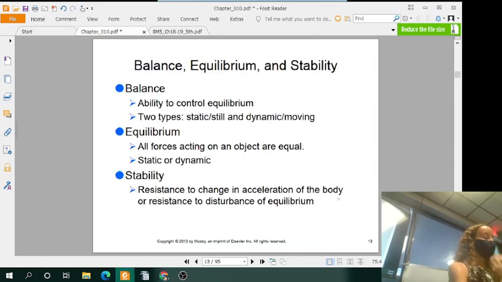Balance is the ability to control our equilibrium. And equilibrium is when all forces on an object are equal. So we can have static and dynamic equilibrium. Because when we're walking, our body tries to balance our head parallel with the floor. It wants our eyes to be able to see where we are, so we're oriented. So to achieve balance, we want to maximize our stability, which is our resistance to change or disturbance of the equilibrium.